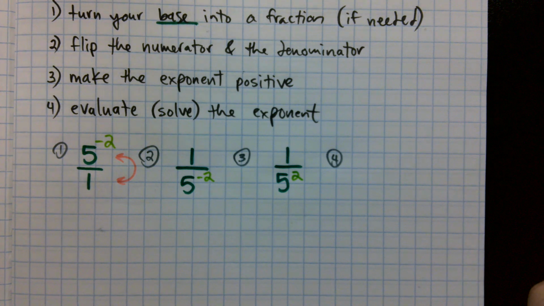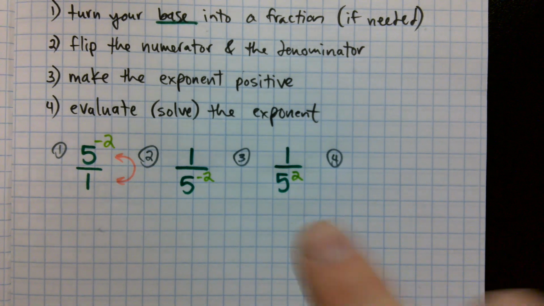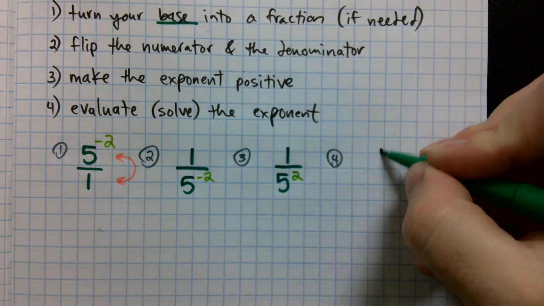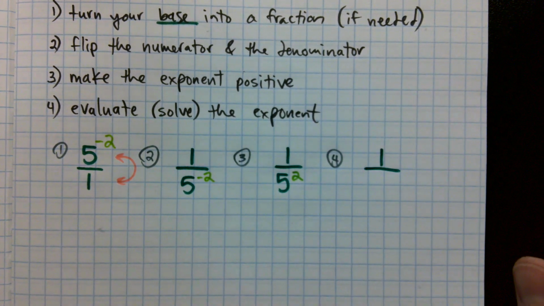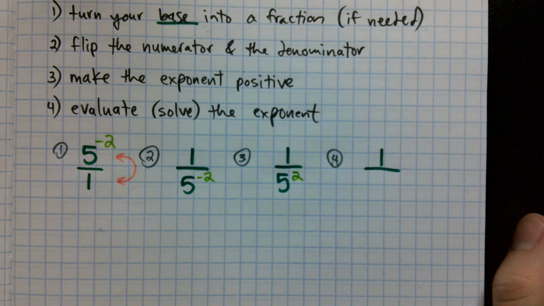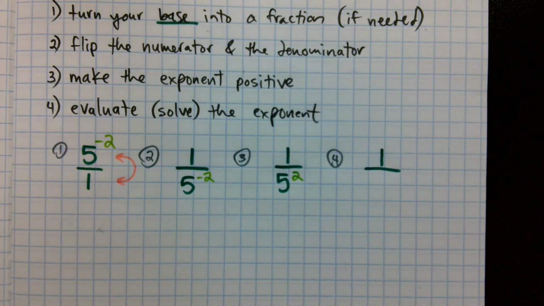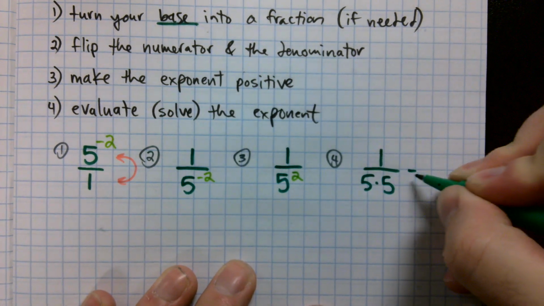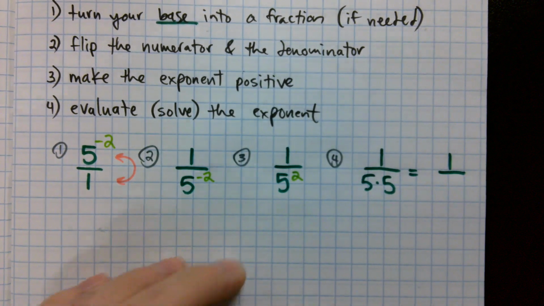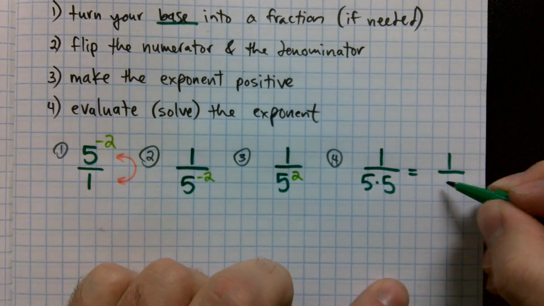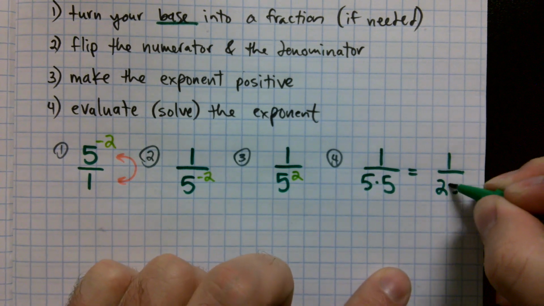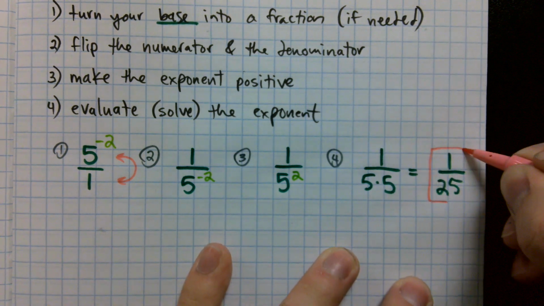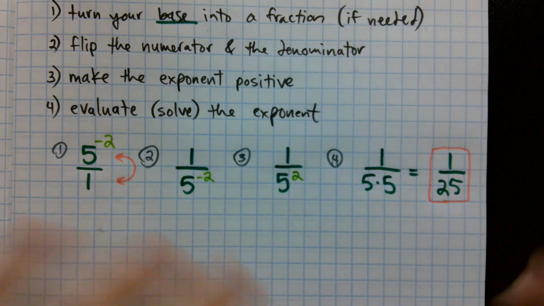Step 4 is evaluate the exponent. And what that means is we're going to get rid of this exponent by solving. So the 1 stays on the top, just the same. But what's 5 to the power of 2 equal to? 5 times 5, exactly. 5 times 5, which is equal to, from our warm-up, we remember, 25. Wait, that wasn't in the warm-up, my bad. But yes, 25. And that is our final answer.